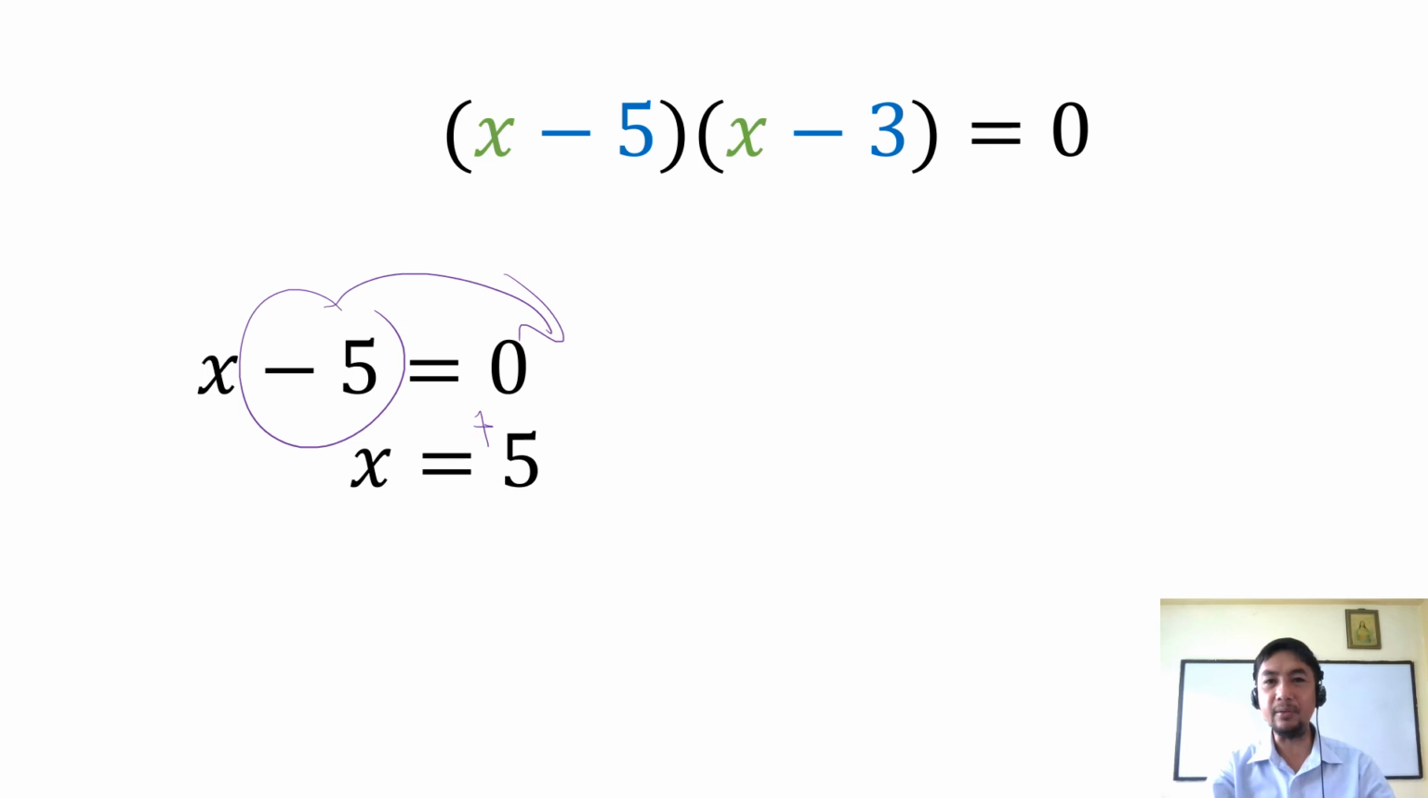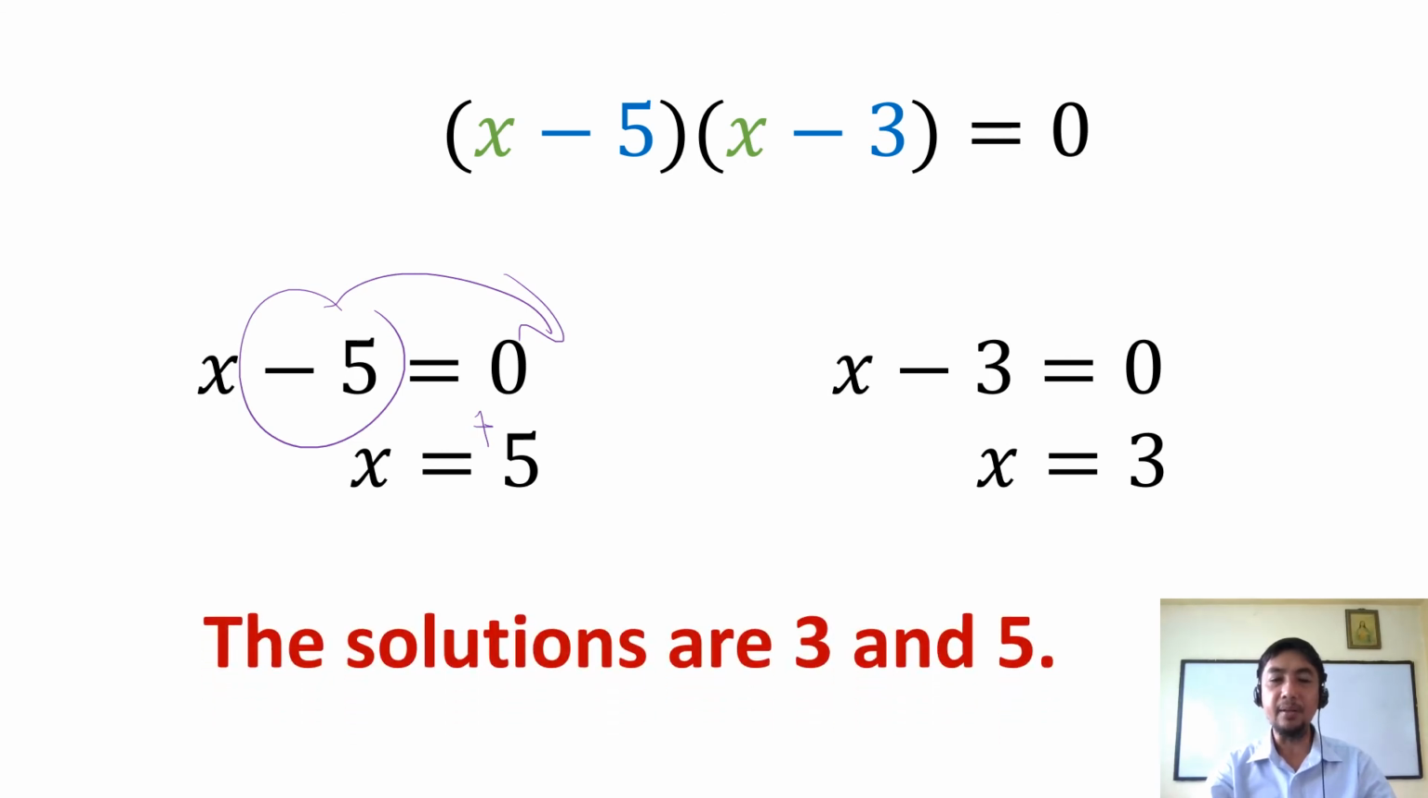And then the other factor, which is x minus 3, equate mo din yan sa 0. Transpose mo yung negative 3 sa kabila, magiging positive 3 siya. So, we have x equals 3. Therefore, the solutions are 3 and positive 5.